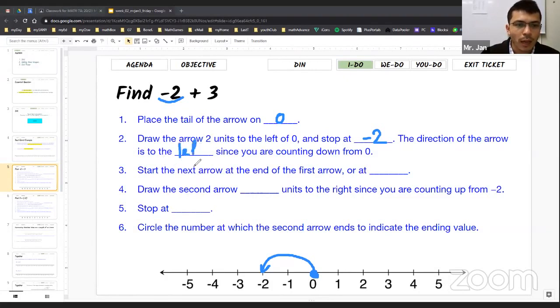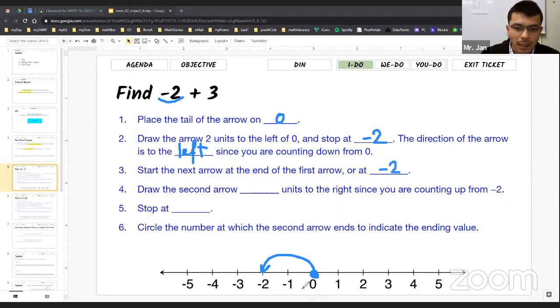The reason why you need to go left is that the sign in front of the number is a negative sign, okay? Since you're counting down from 0. Start the next arrow at the end of the first arrow. At the end of the first arrow is -2, yes.